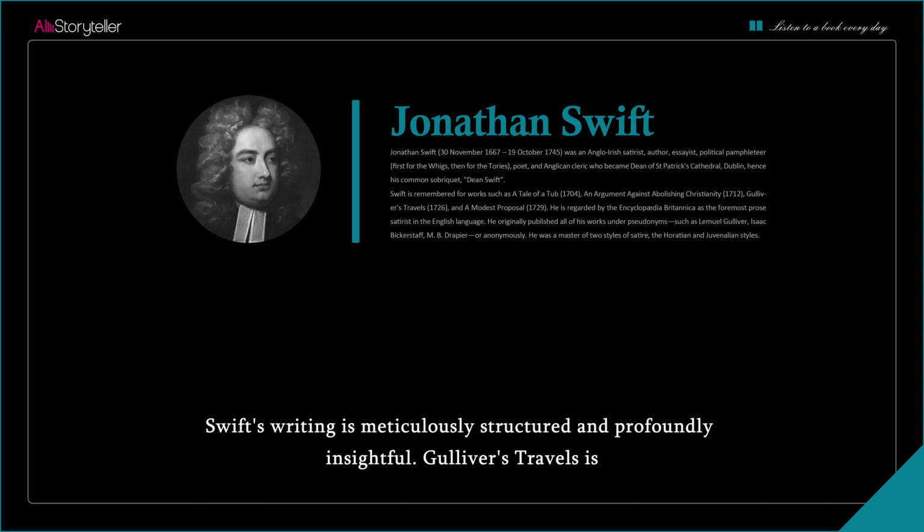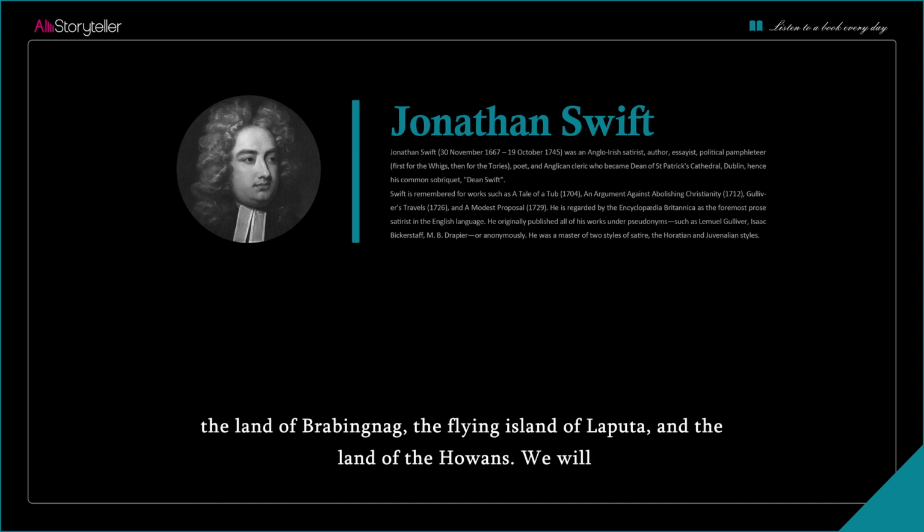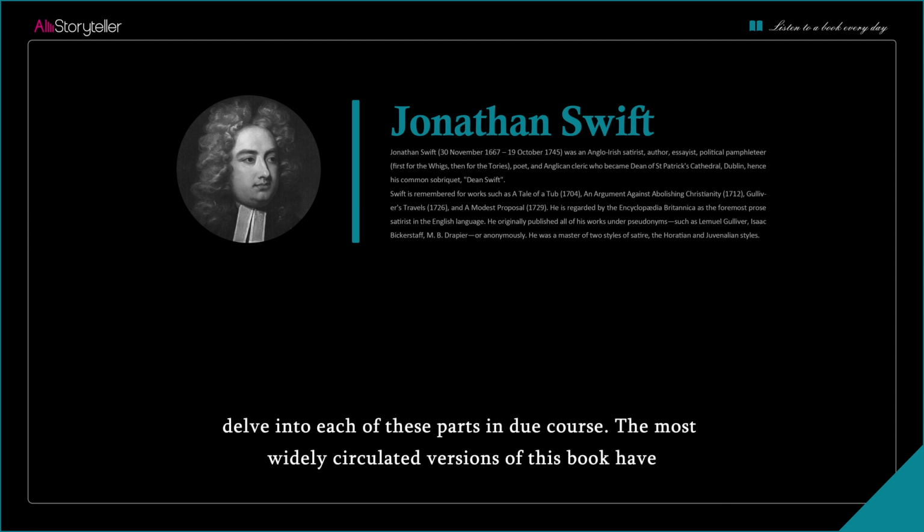Swift's writing is meticulously structured and profoundly insightful. Gulliver's Travels is divided into 4 main parts, each depicting Gulliver's experiences in the land of Lilliput, the land of Brobdingnag, the flying island of Laputa, and the land of the Houyhnhnms. We will delve into each of these parts in due course.